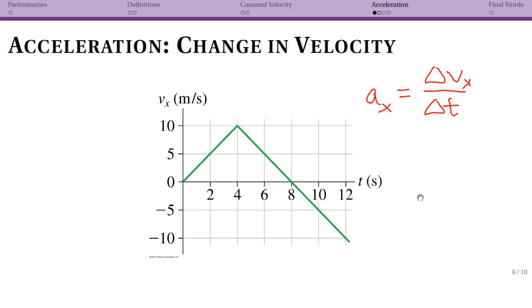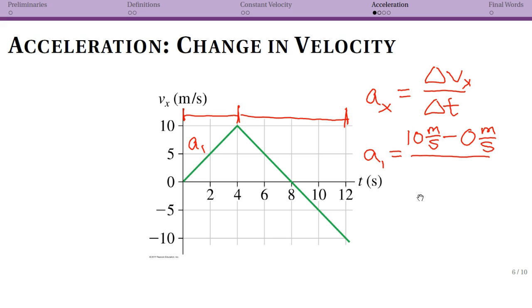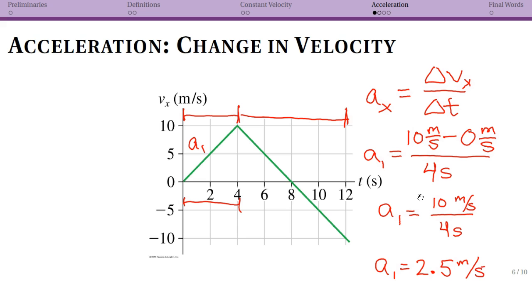So we have actually kind of two time intervals to worry about, our first one here, and then our second one here. So our first acceleration that I can call A1, just to represent that first time period, I could calculate as our change in velocity. Our final was 10 meters per second, our initial was 0 meters per second, and the time interval that happened over was 4 seconds. And so that first acceleration is equal to 10 meters per second divided by 4 seconds, and that's going to be 2.5 meters per second squared.